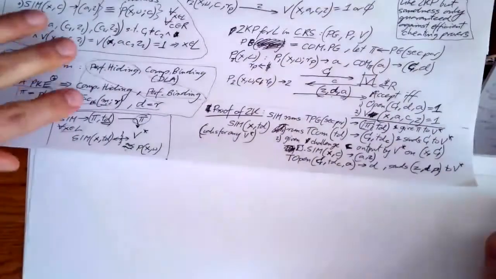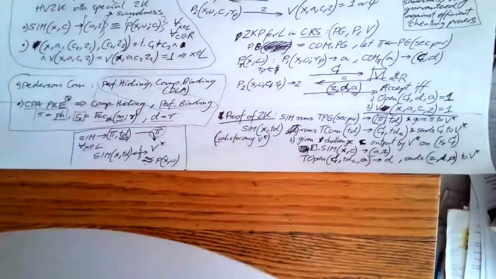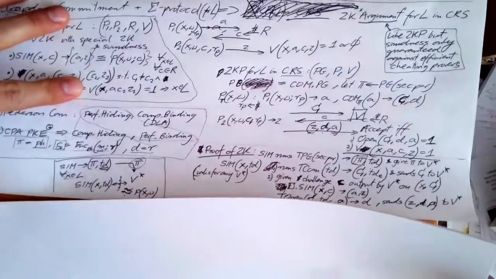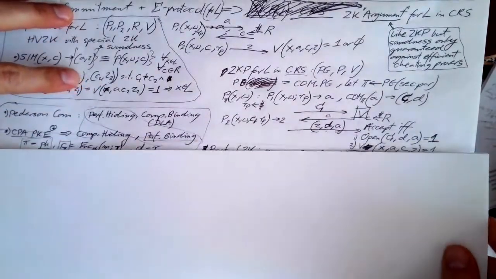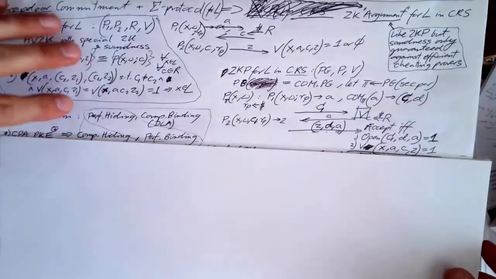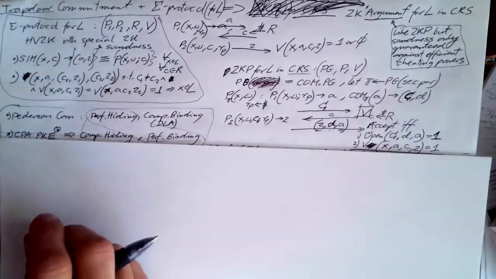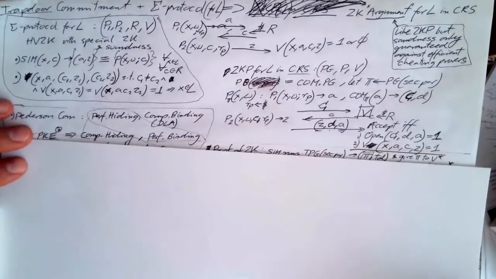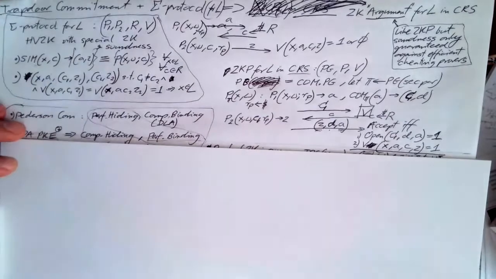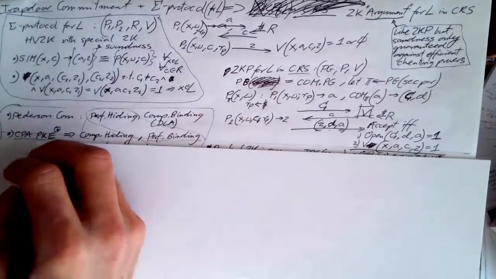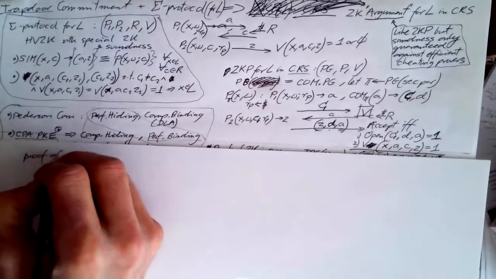Okay, so let's see what about the binding of this proof system. Here is the proof system and we argued zero knowledge. So let's block that part. And okay, so what about the proof of soundness?